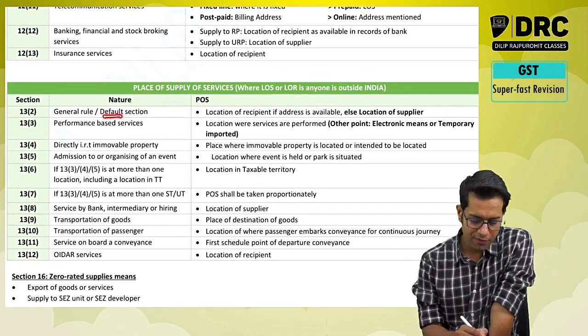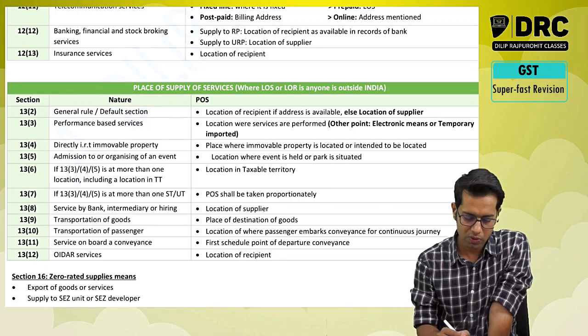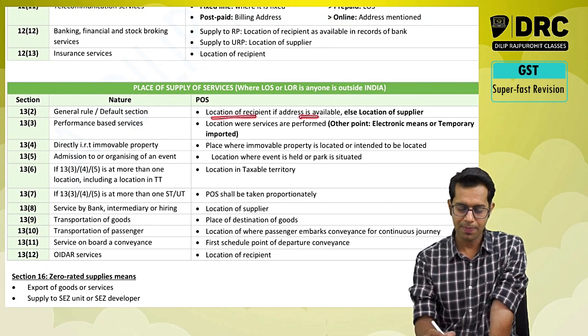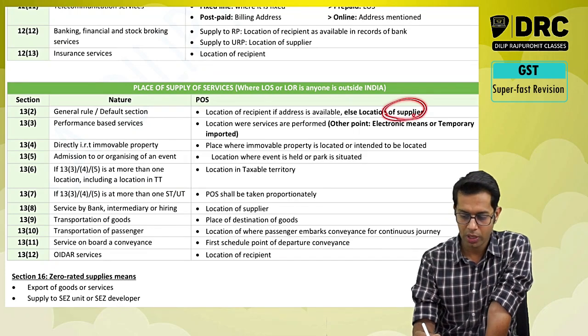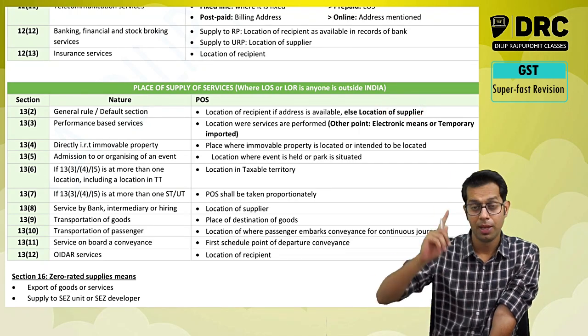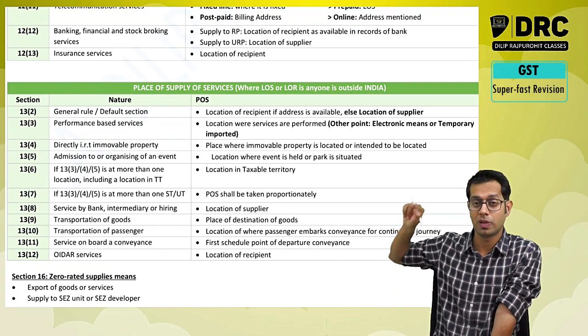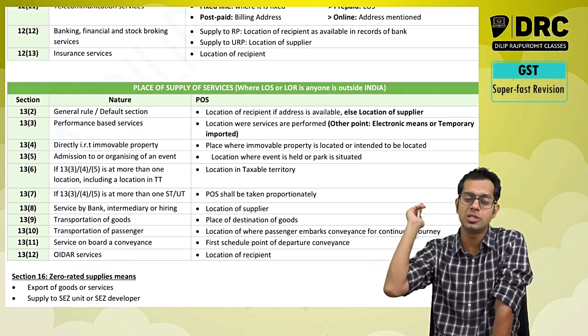So, general default section: the location of the recipient will be taken as place of supply. If the location of recipient is not available, location of supplier will be taken as place of supply. Please note, section 13 talks about place of supply of services where either the supplier or the recipient, anyone among them is not in India.